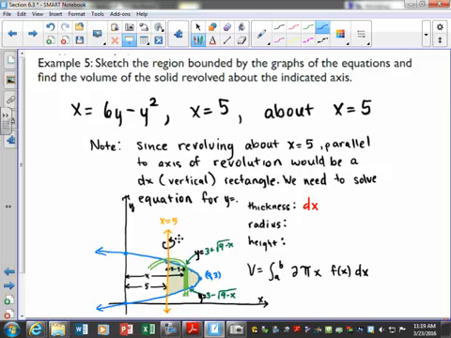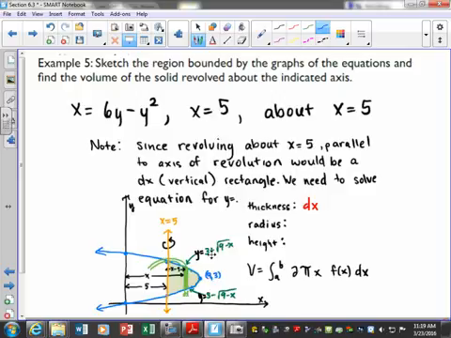So this part of the graph from here to here is y equals 3 plus the square root of 9 minus x. And from here to here is 3 minus the square root of 9 minus x. So that's where that value came from.